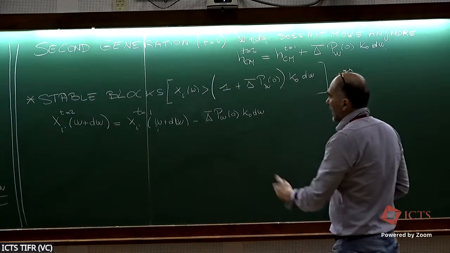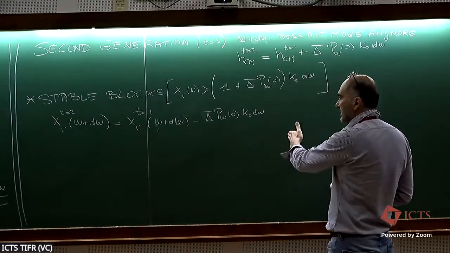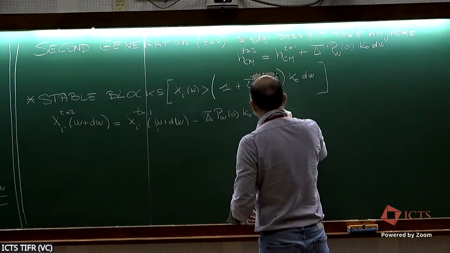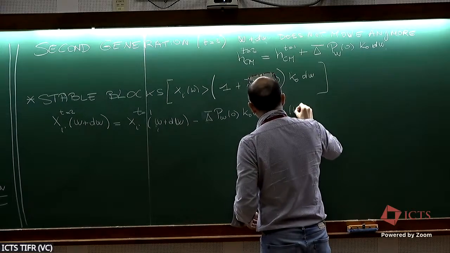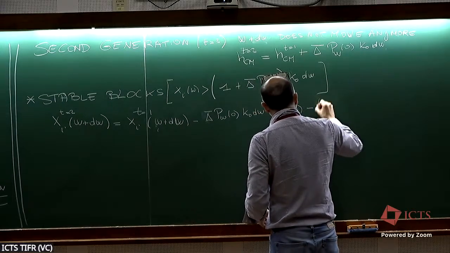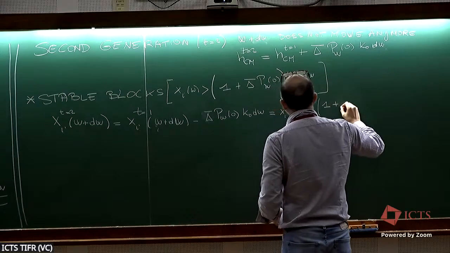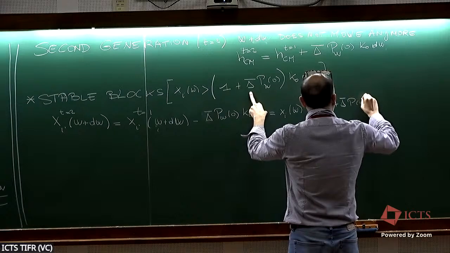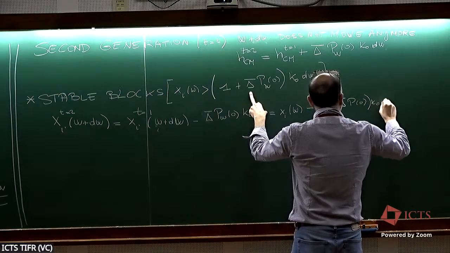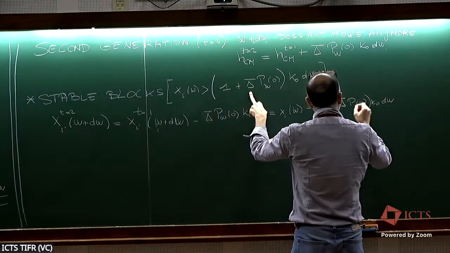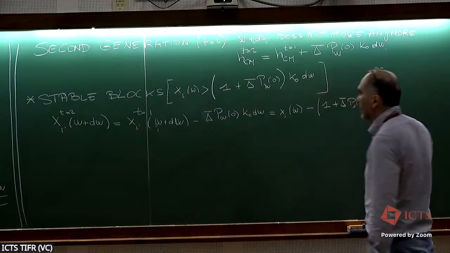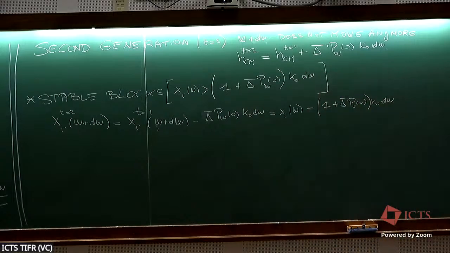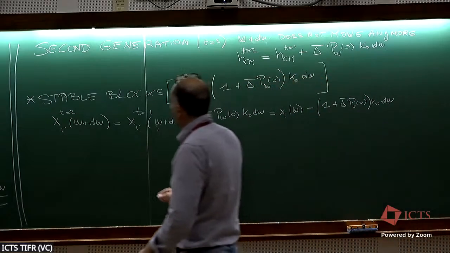Okay. And now if you go back at time t equal to 0, at x_i of W, it will be minus 1 plus delta bar P0 A0 dW. Okay? So this is what is going on for the stable blocks. So this is the result.